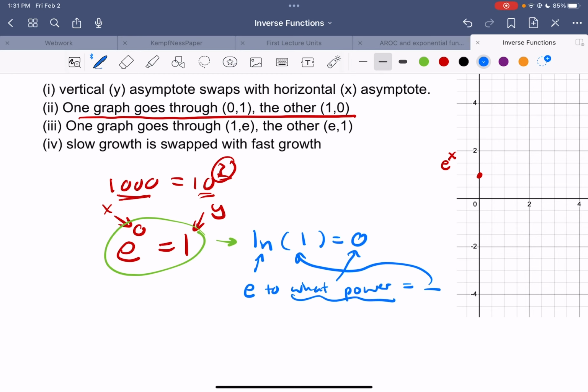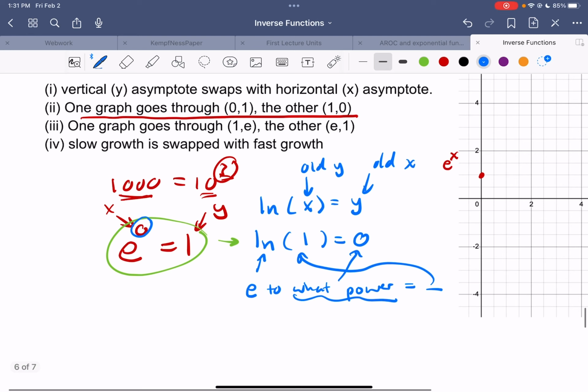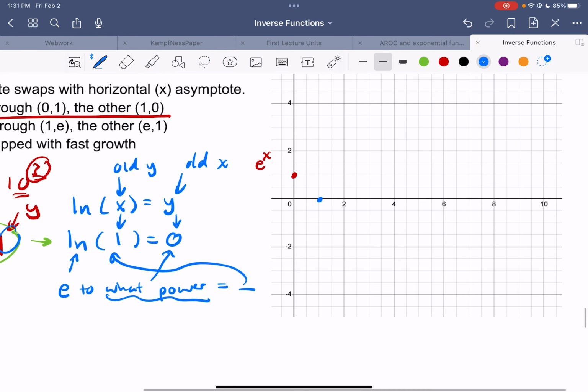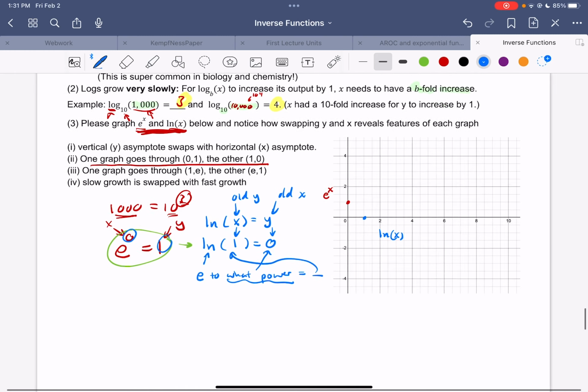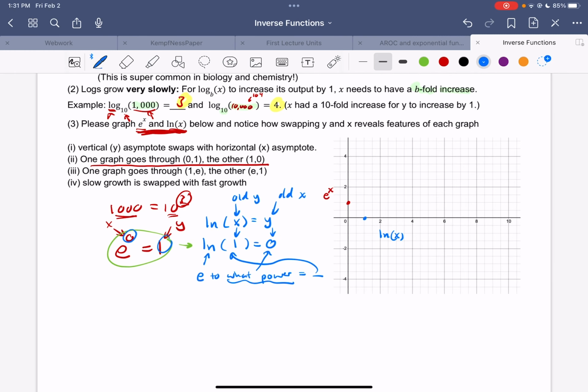Said differently, switch x and y. ln x equals y, but this x is the old y, and this y is the old x, because you want to switch them. My old x was 0, so now that's a 0, and my old y was 1, so now that's a 1. So 1, 0. So this is going to be the natural log of x. Now, I should have extended this graph to have more negative numbers. You can play the same game here, and at 1 we should be at e, which is around here.